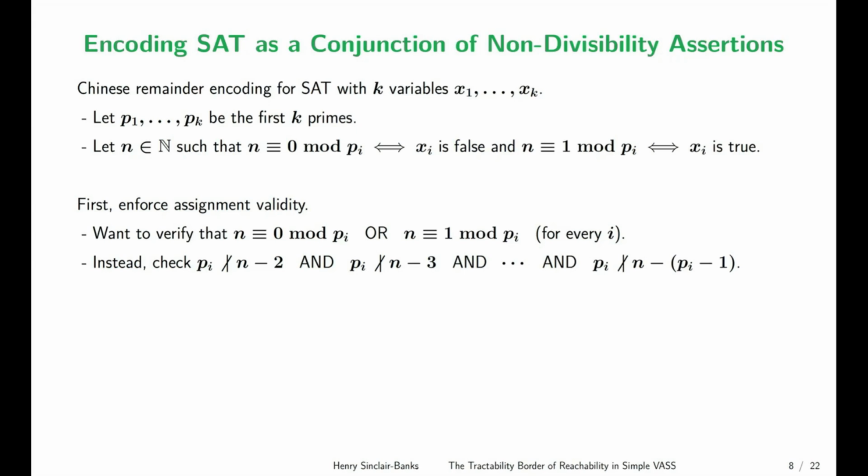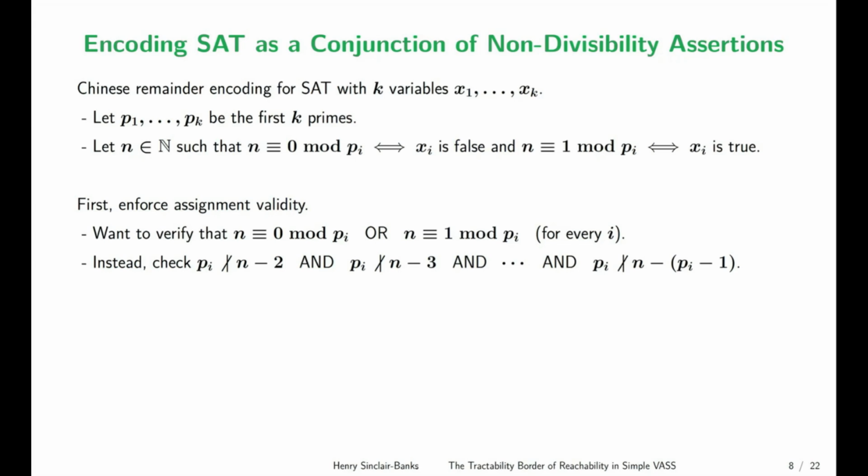And this is equivalent to non-divisibility assertions. Instead of checking that I'm not equivalent to 2 mod pi, I can say, oh, n minus 2 is not divisible by pi, and n minus 3 is not divisible by pi. Does that make sense? If this doesn't make sense, ask, please.